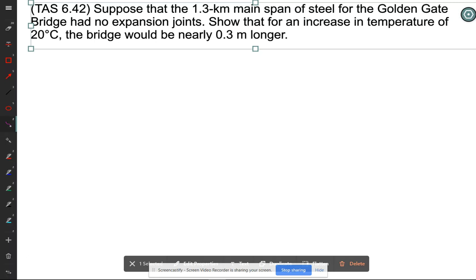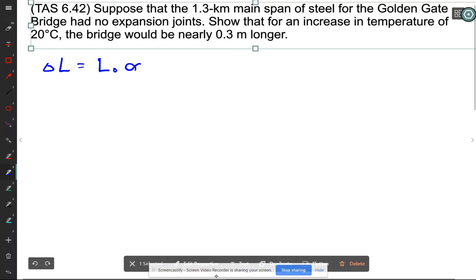Okay, so for this here, there's another equation that goes with that expansion. And that equation is actually a real simple equation, but you have to look up a number. Change in length is equal to the original length. So L sub 0 is the original length, delta L is the change in length. And then we have alpha delta temperature.